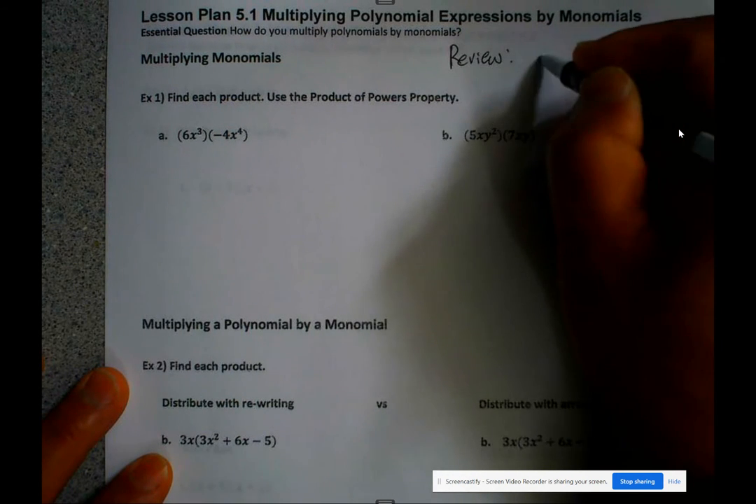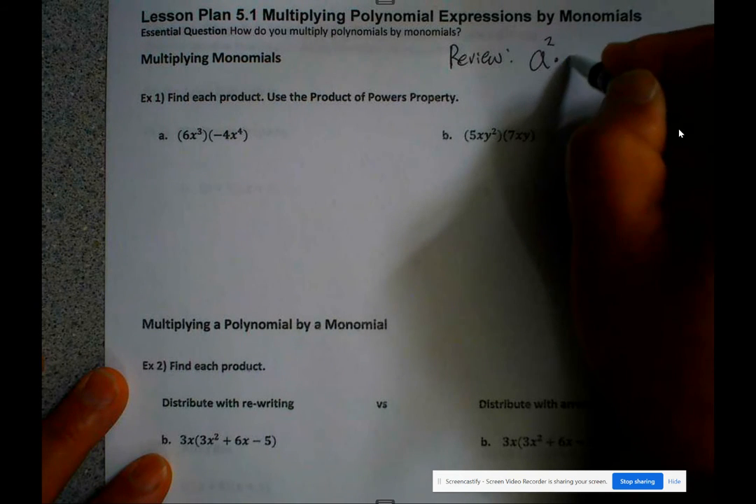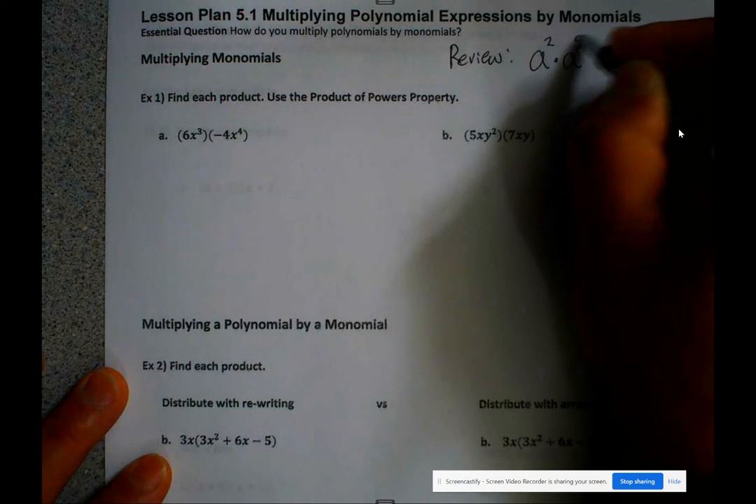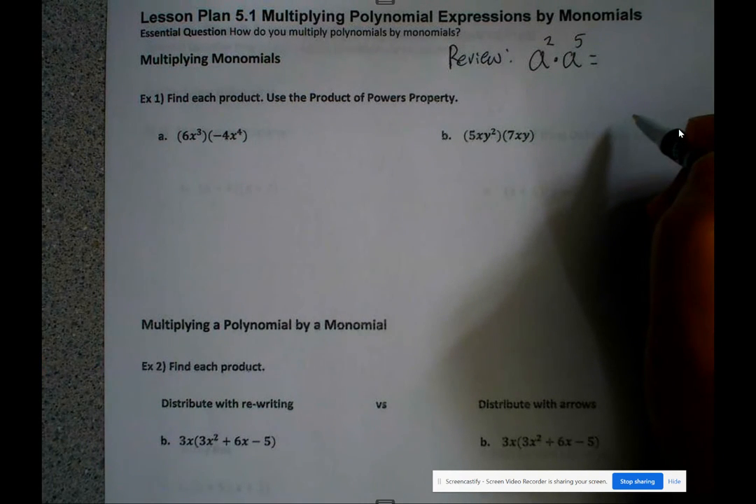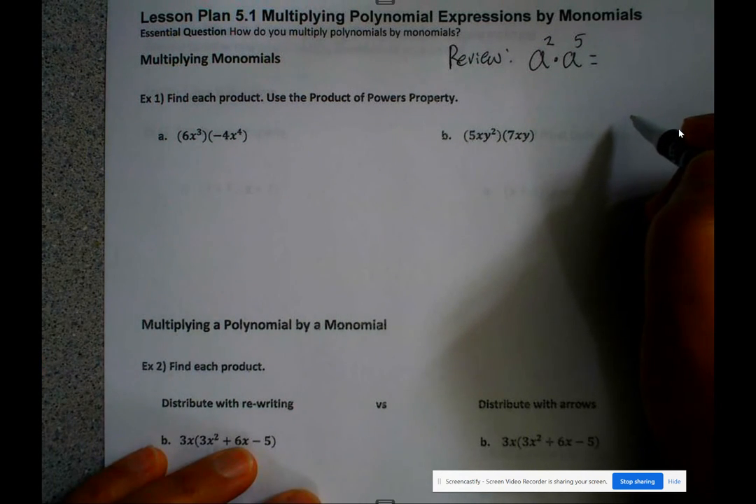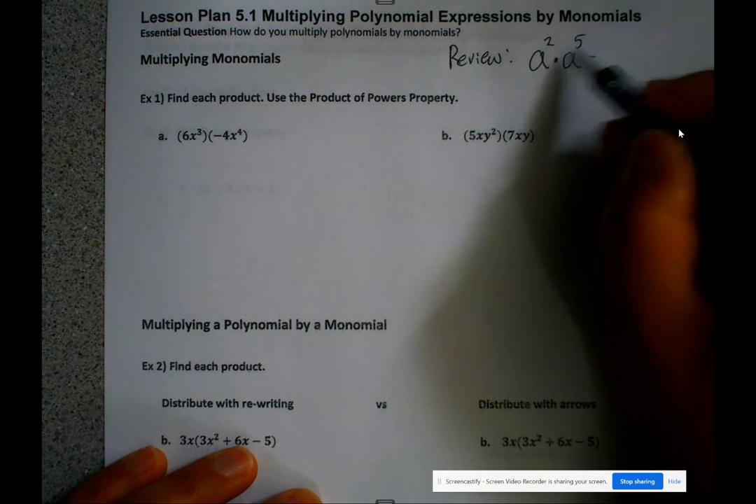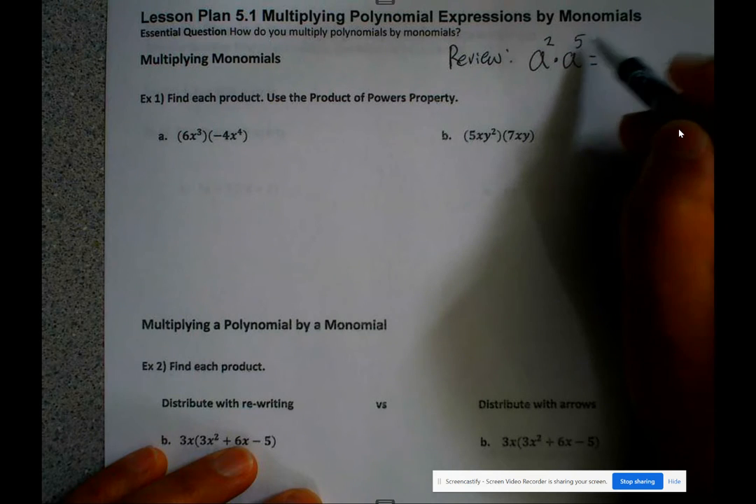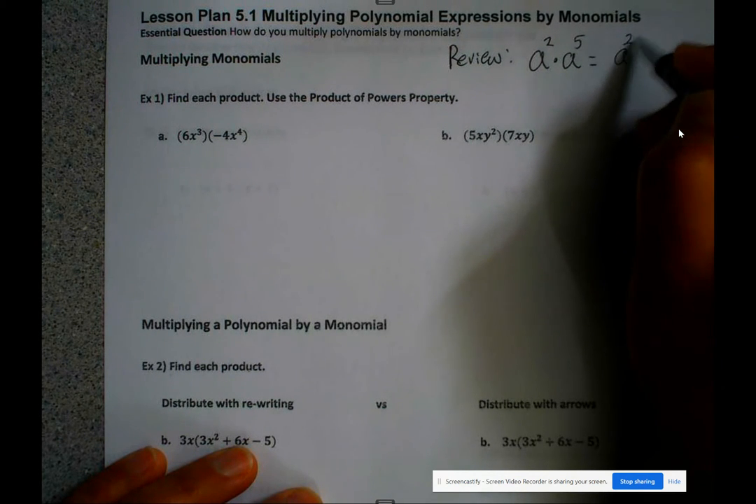If you have a to the power of 2 times a to the power of 5, do you remember what we did with the exponent? This was a couple weeks ago. Anybody remember what you do with those two powers? Yeah, you add them together. So this is a to the power of 2 plus 5.